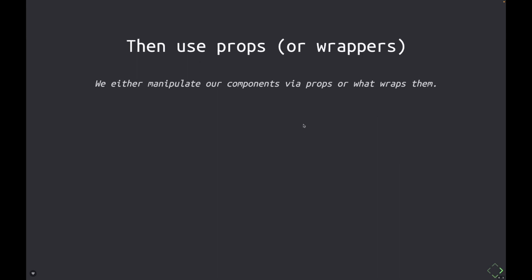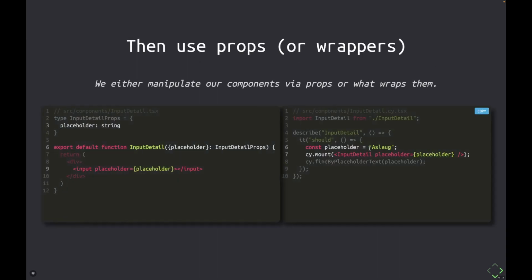Then you manipulate your component either with props or wrappers. So here we have a prop. Instead of a hard-coded test, we're adding that prop right here, the placeholder, and then we add it to the component.